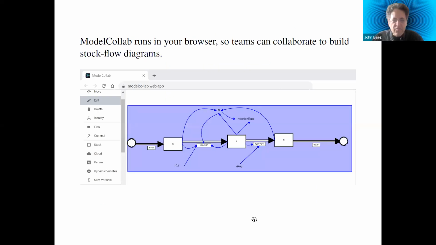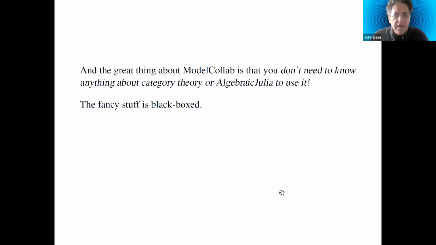Okay, so ModelCollab runs in your browser. So the idea is that teams can collaborate to build StockFlow diagrams, either by several people interacting with the same window at the same time, or more usefully, I could build a model, I could save it, you could build a model, you could save it, and then I could import both of those models and then glue them together. I can actually just drag boxes around and glue them together. And that is actually doing this operatic composition of StockFlow diagrams, open StockFlow diagrams. And the great thing about ModelCollab is that you don't need to know anything about category theory or AlgebraicJulia to use it.